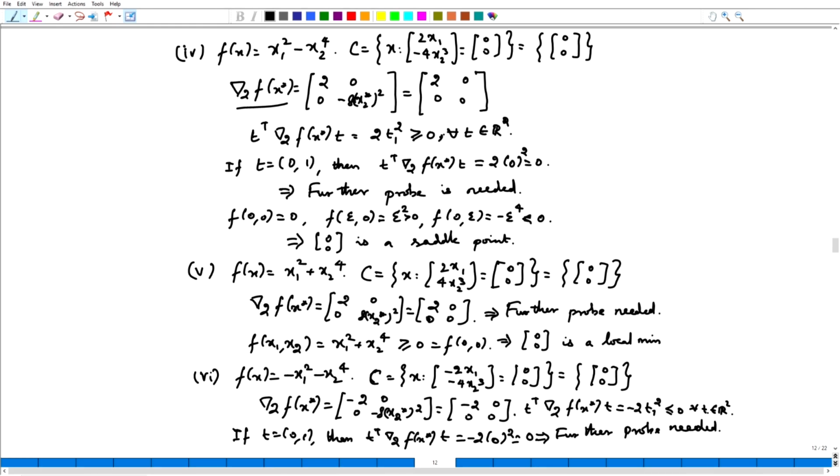But nevertheless, you know that minus x1 squared minus x2 to the power 4 is less than or equal to 0, which is f(0, 0). So, (0, 0) is actually a local max.